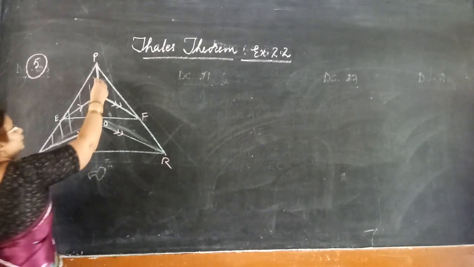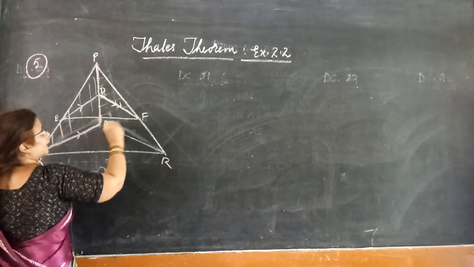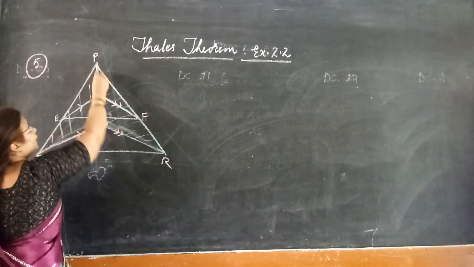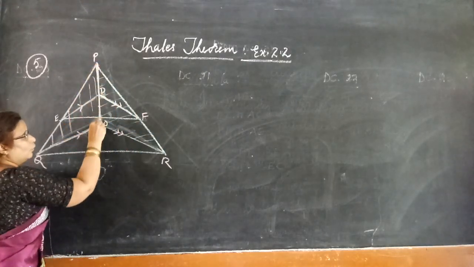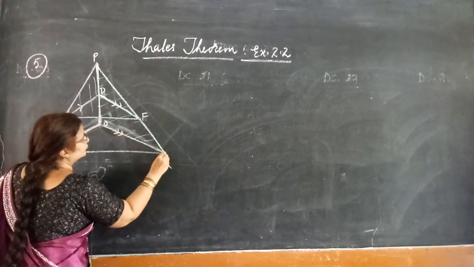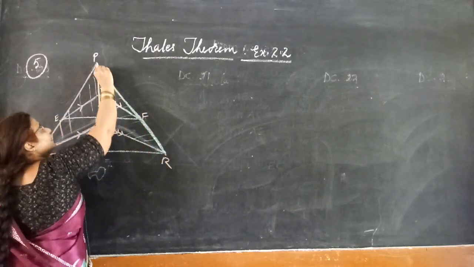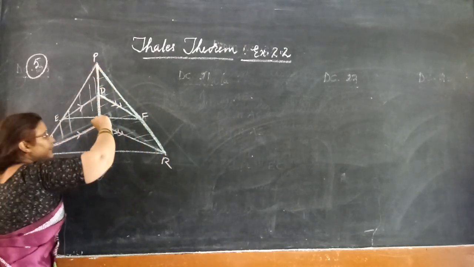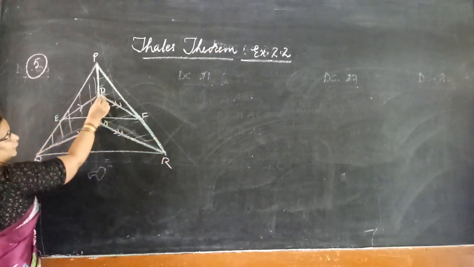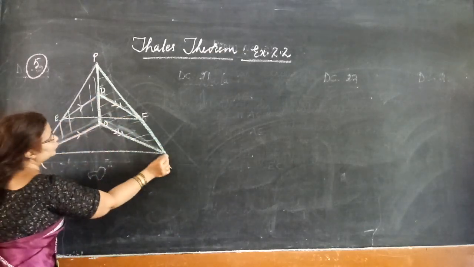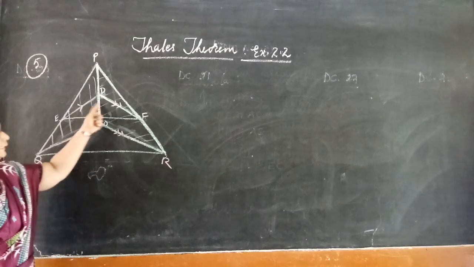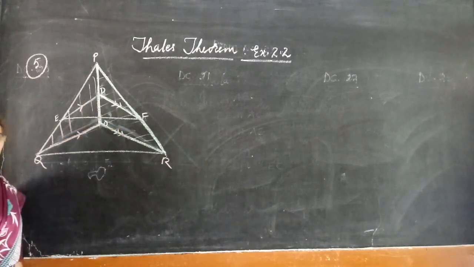In the same way, we can consider another triangle where we have the parallel sides, that is POR. Can you see, children? In this triangle, DF is parallel to OQ.